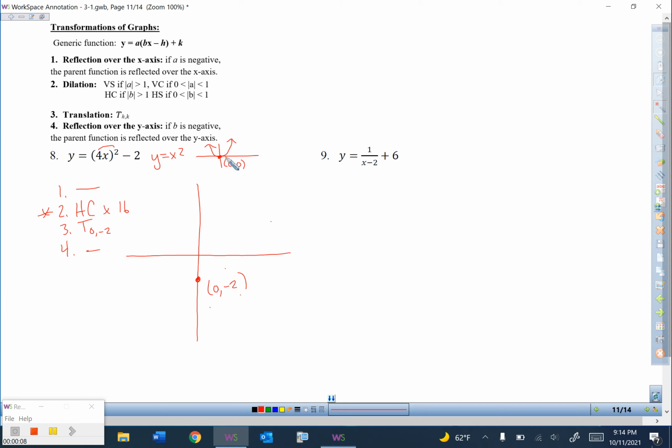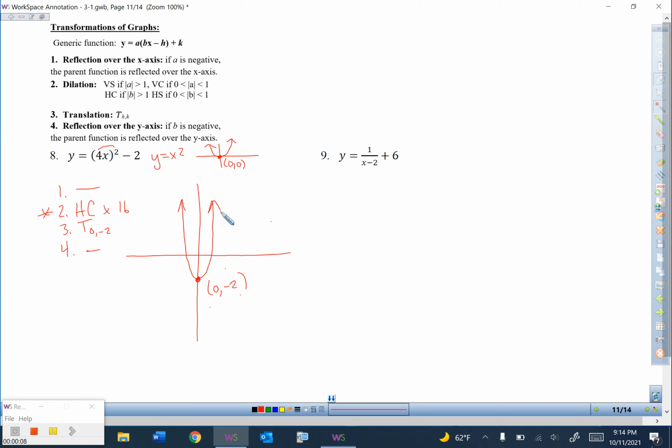Normally my parabola goes up. I don't have a reflection, so it stays that way. But we're taking horizontal, which is left to right, and we're squishing it. Okay, it says compress it. So when you take this left and right and you smush them, it actually gets skinnier. So we're going to draw our U just a little skinnier than we normally do. Okay, and that's it.